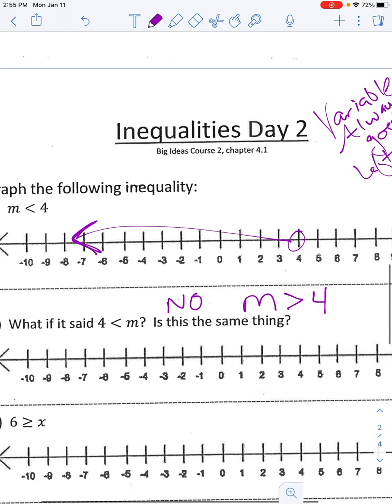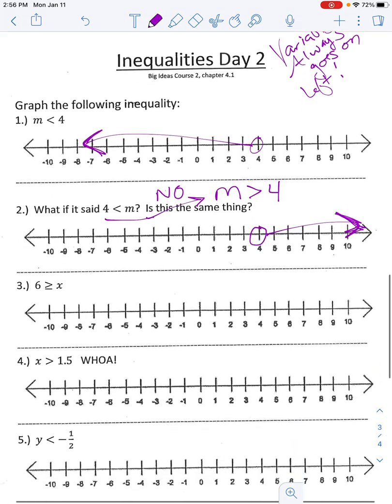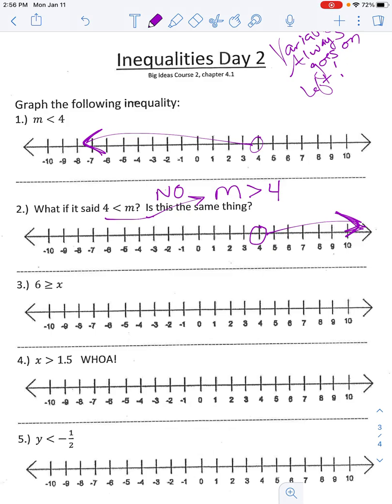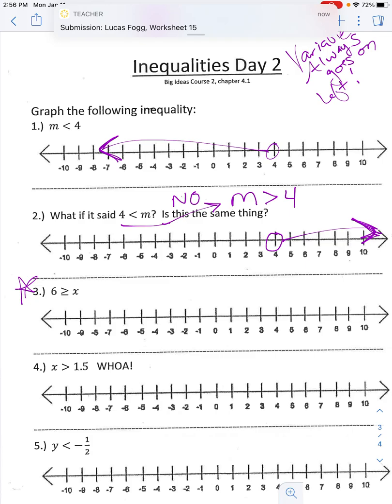So if we flip the M to the left, that also means we're flipping the sign. So if you were to read this left to right, you would say 4 is less than M. If you were to read it the other way, M is greater than 4. So we always flip it so the variable's on the left. Okay, so M is greater than 4, you find positive 4. M is all numbers greater than 4, so it's going to go to the right. Okay, and it's an open circle because we're not including 4.